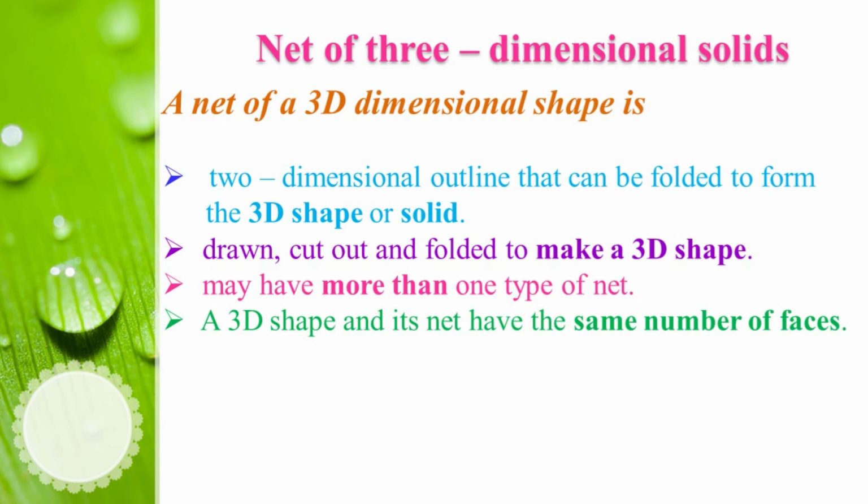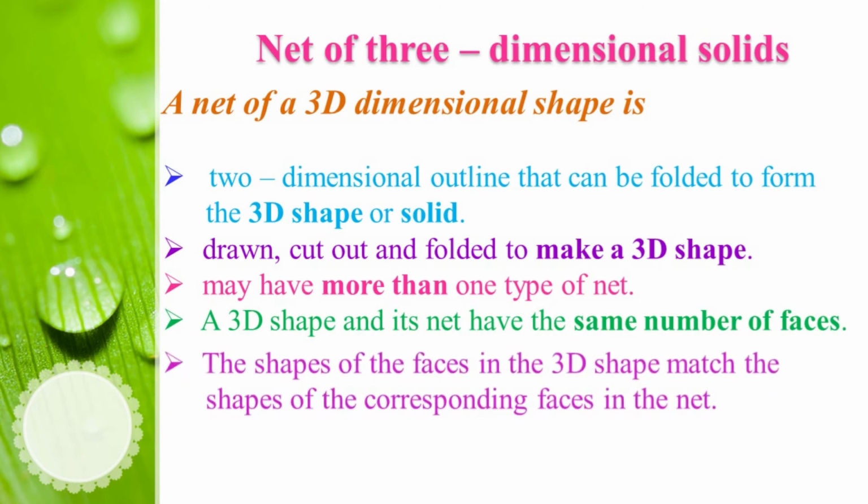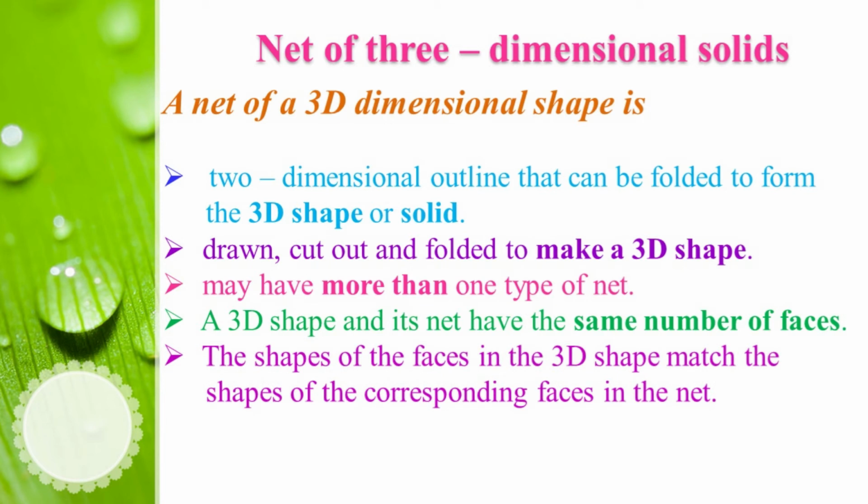A 3D shape and its net have the same number of faces. The shapes of the faces in the 3D shape match the shapes of the corresponding faces in the net.